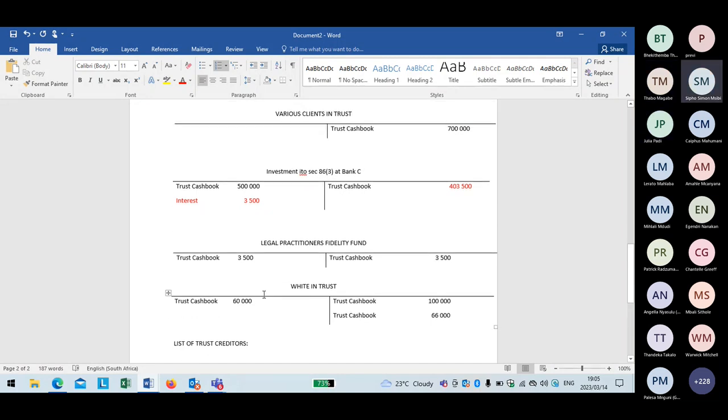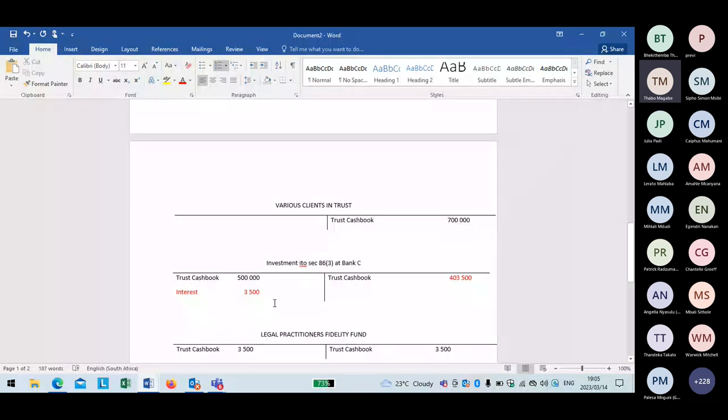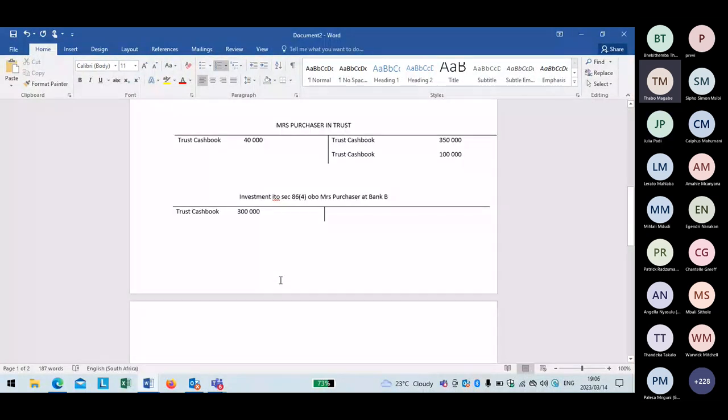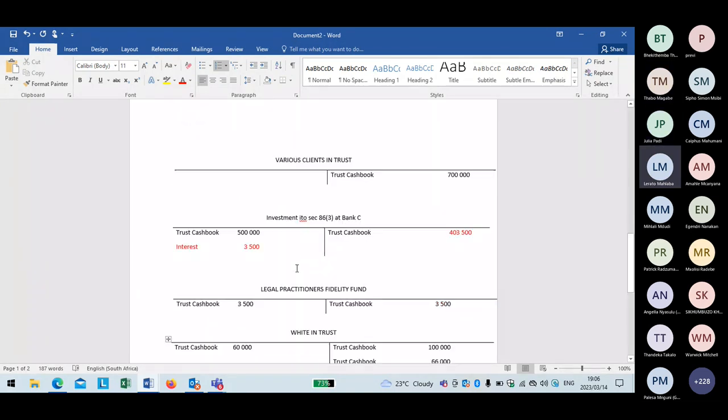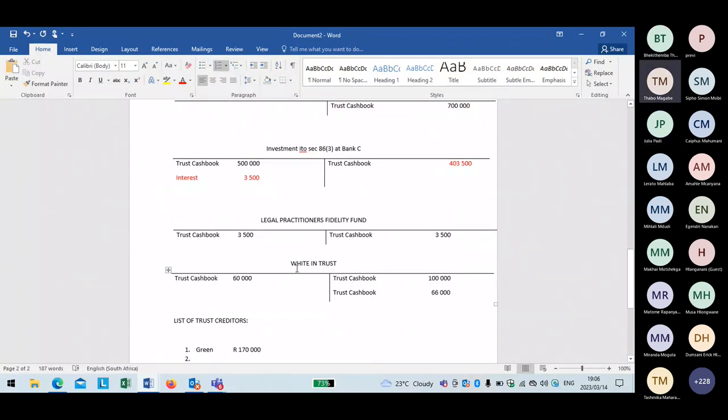From there, you also account for the investments that you are running. Tell us how much you have in investment A, how much you have in investment B, how much you have in investment C. Do you get it? All right, when we come back, we will deal with the writing of fees.